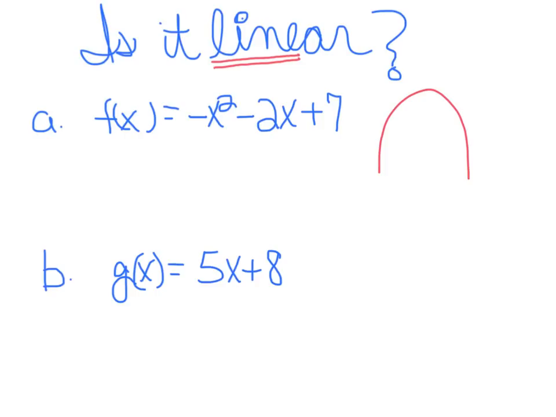Is that making a line? No, it is not. If we were to put equation B in, g of x equals 5x plus 8, yes, we would get a straight line, therefore it would be linear. Another clue is anytime there's an x squared in your equation, you're going to get a parabola. It is not going to be linear. You must have x to the 1 in your equation in order for it to make a line and be linear, but you can always just put it in your calculator and look at the graph and see whether or not it's linear.